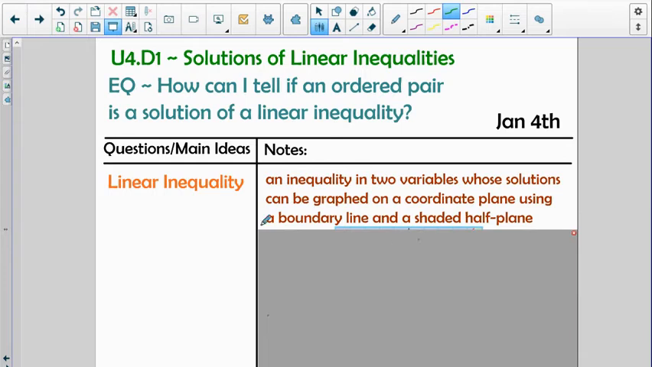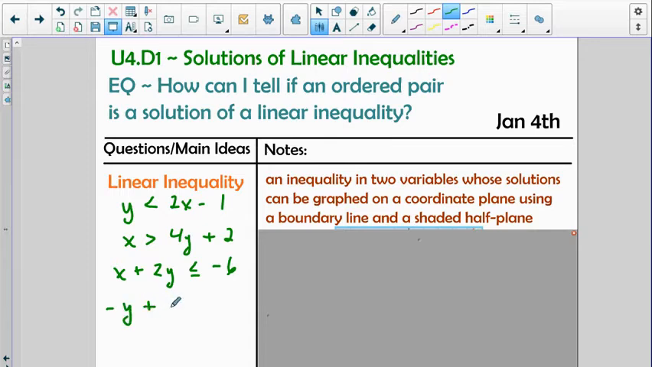So a linear inequality is an inequality in two variables, x and y, whose solutions can be graphed on a coordinate plane using a boundary line and a shaded half plane. So linear inequalities might look like this. It could look like this. It could look like this. Or even this.